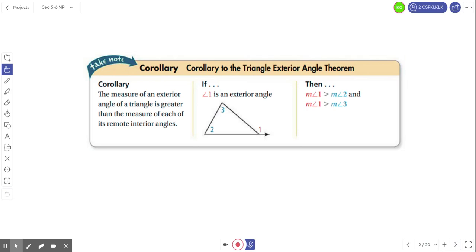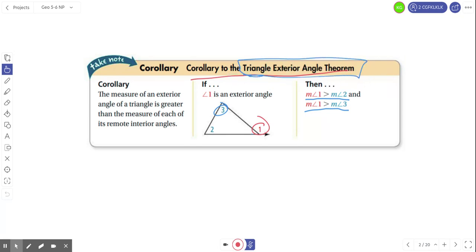First thing, and I just mentioned this, this is called the corollary to the exterior angle theorem, which says that angle 1 will be bigger than angle 3 or angle 2, right? So angle 1 is greater than angle 2, angle 1 is greater than angle 3. Angle 1 is the exterior angle there. This is the corollary to the triangle exterior angle theorem.